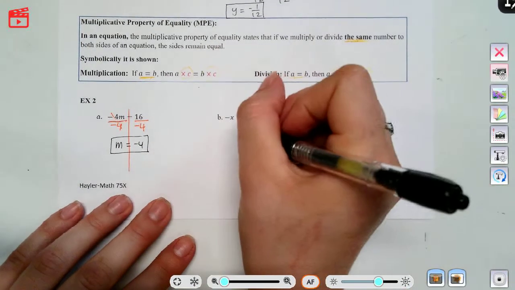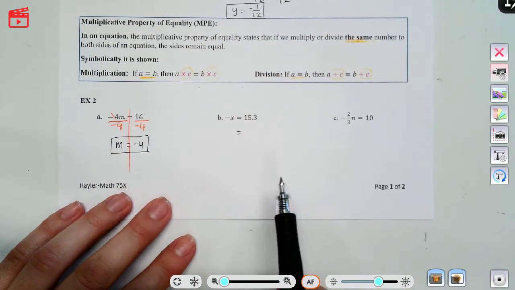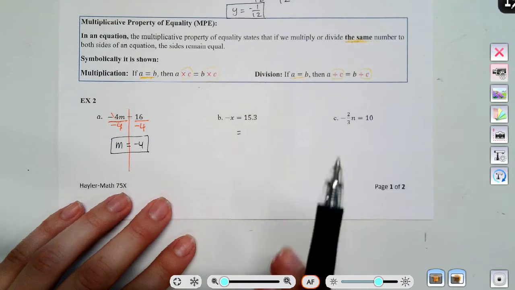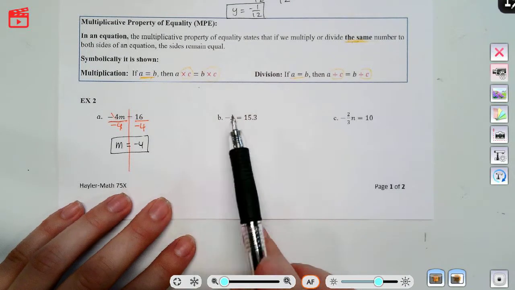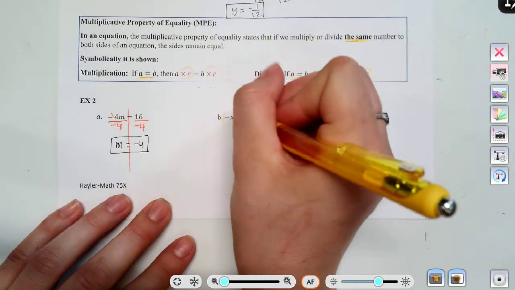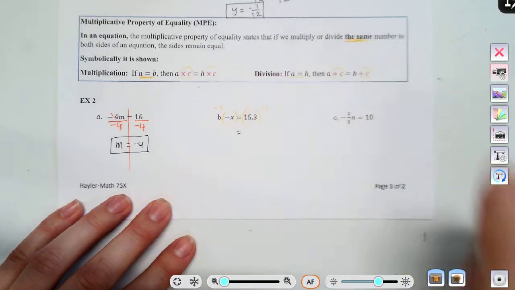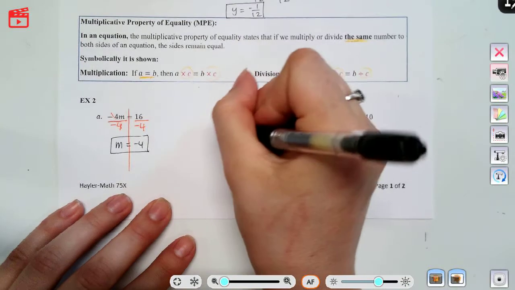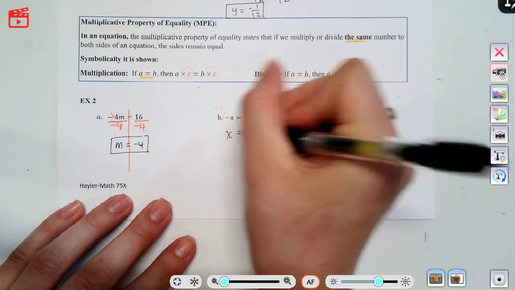Next one. You might be tempted to say we're done and our answer is right there, but remember, we're not solving for -x, we're solving for x. So we're going to multiply both sides by -1. So x equals -15.3.